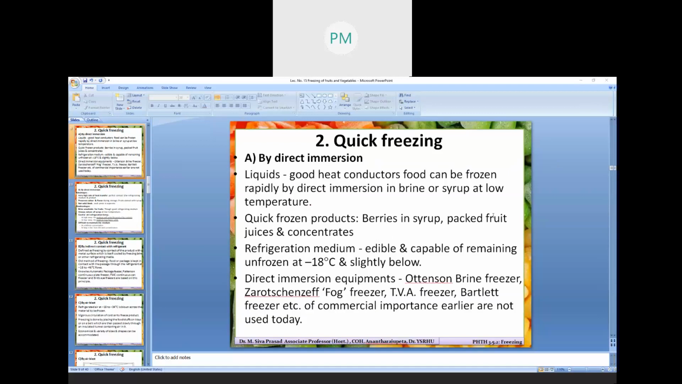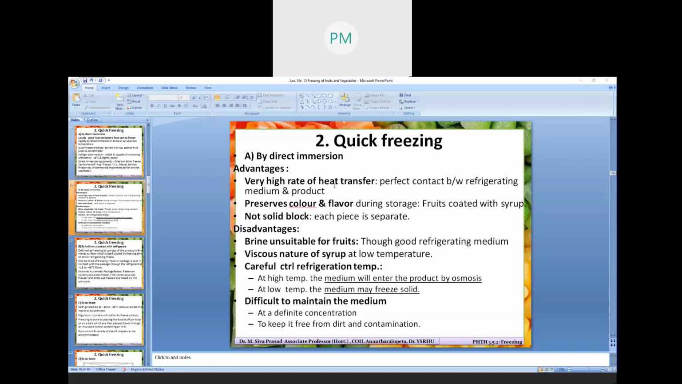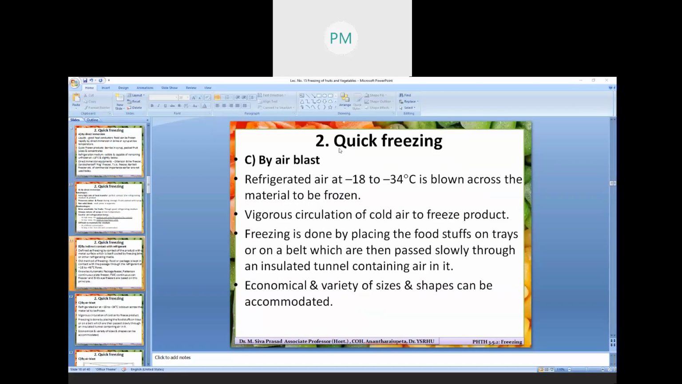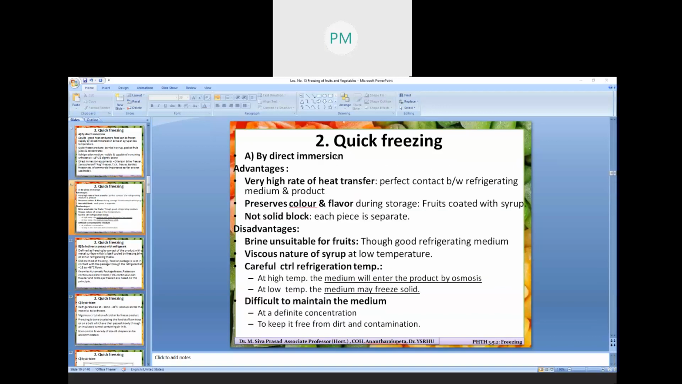We also saw the advantages and disadvantages of direct immersion. The rate of heat transfer is higher in direct immersion than in indirect immersion, so it takes very little time, and it preserves the color and flavor of the foodstuff, right? And a certain disadvantage is that viscosity will be a problem in the case of quick freezing, right?